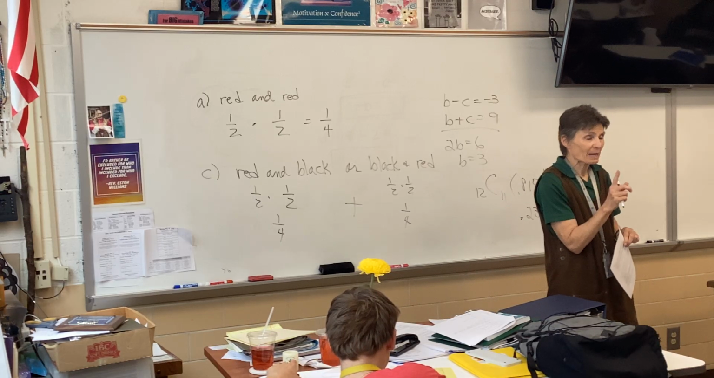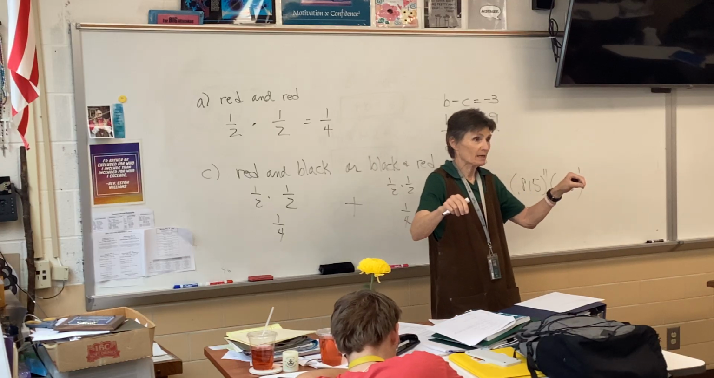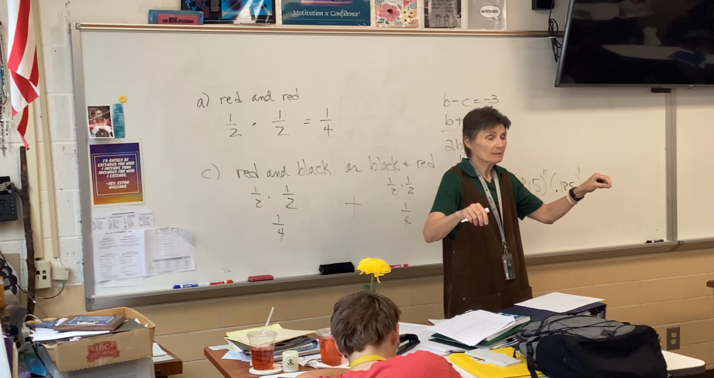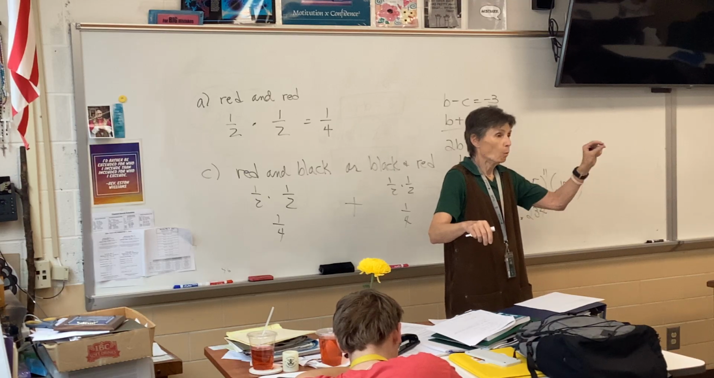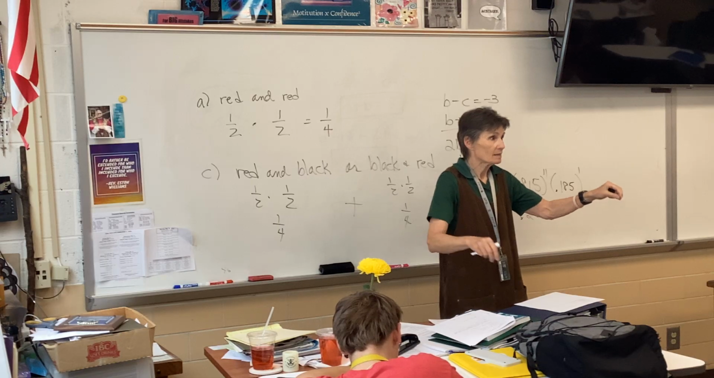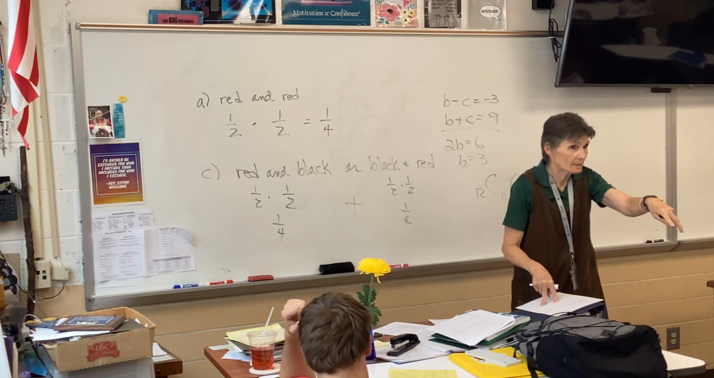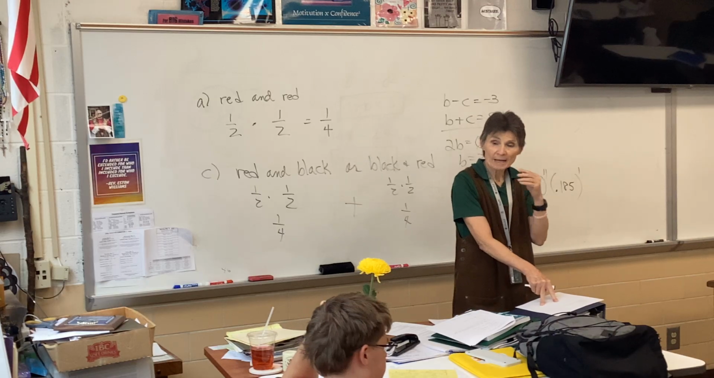And again, if you think about it, when you choose a card out of each pile, it could be red-red, red-black, black-red, or black-black. 1 out of the 4 is red-red. 1 out of the 4 is black-black. 2 out of the 4 is 1 of each, right? So 1/2.